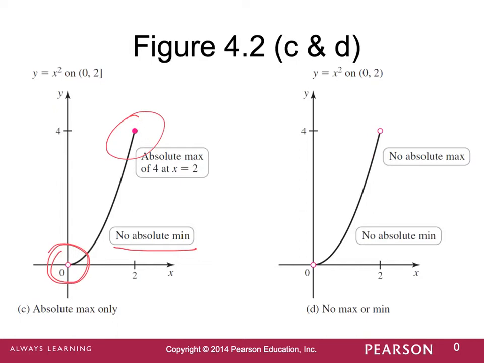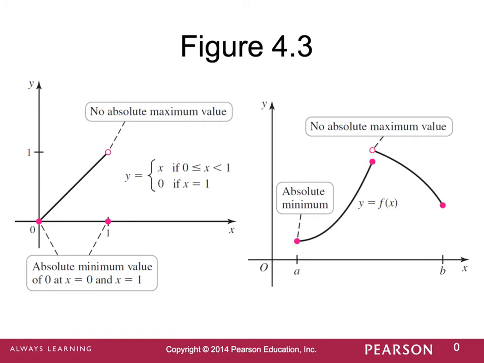Now if we look at the same function for a fourth time, but both the 0 and 2 are open-ended on our interval, then there's no absolute max, no absolute min, for the same reason that we didn't have a minimum in part C. Looking at that first example, you may start to think that, well, if we have a closed interval, then we're going to have an absolute max and min. Well, that is not always the case, and this figure shows an example of that.